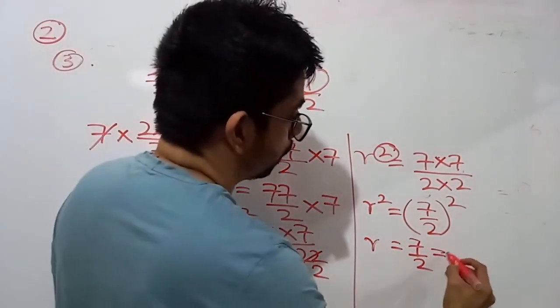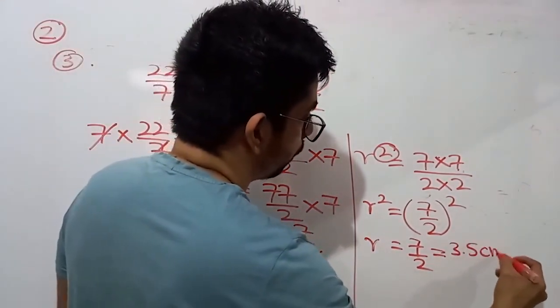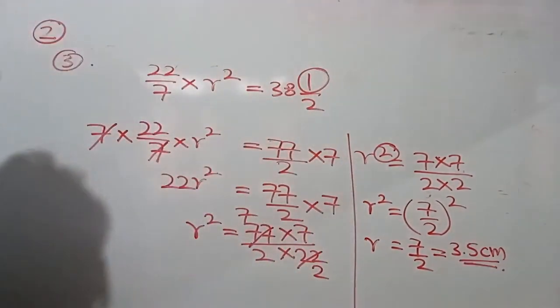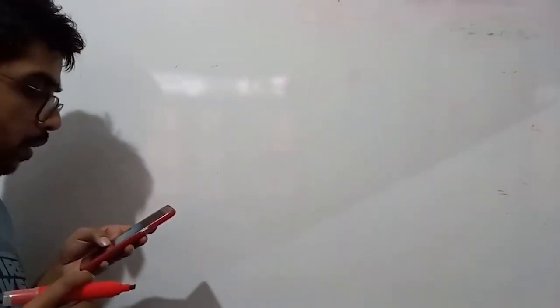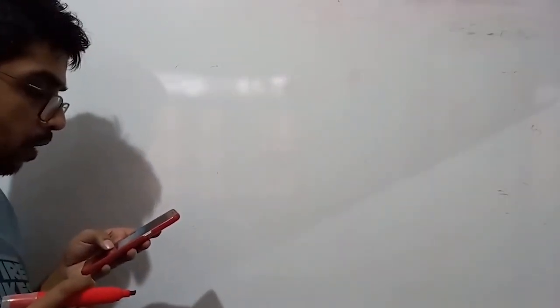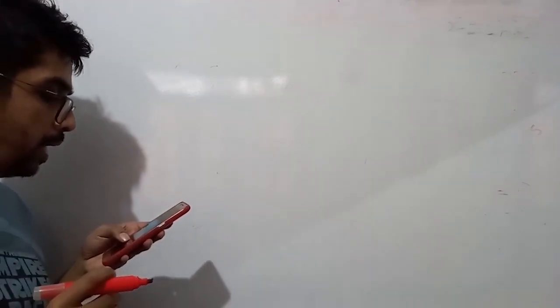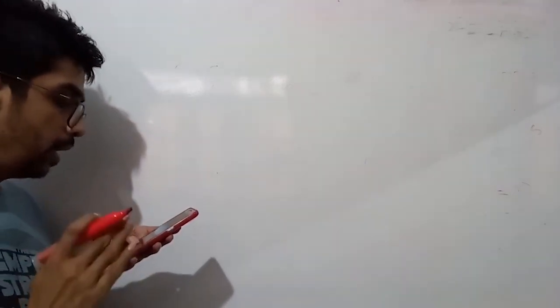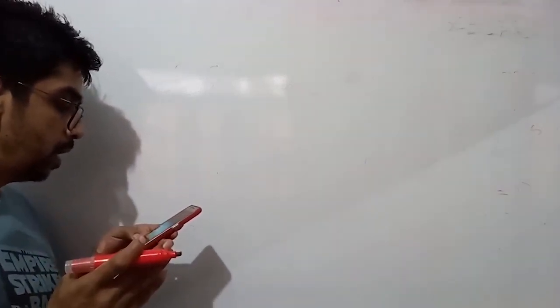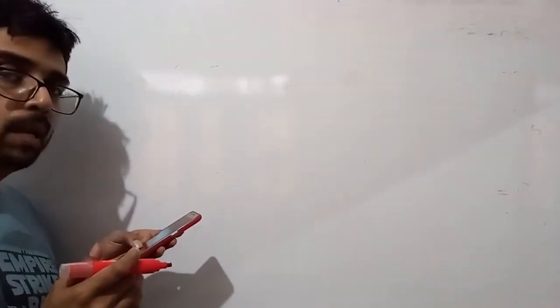Then this is what? 3.5 centimeters. Consider the largest circular lamina that can be cut out from the square lamina of area 196 square centimeters. What is the radius of this circular lamina?